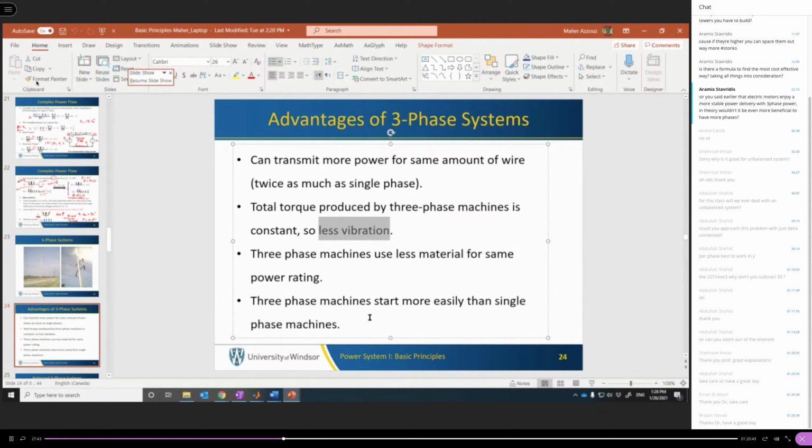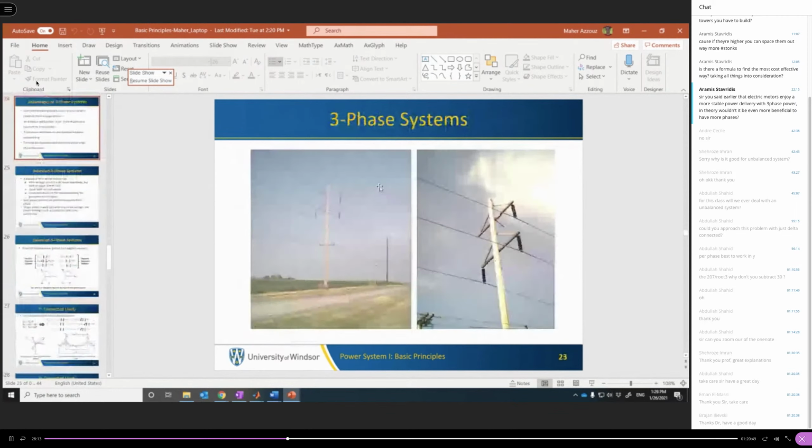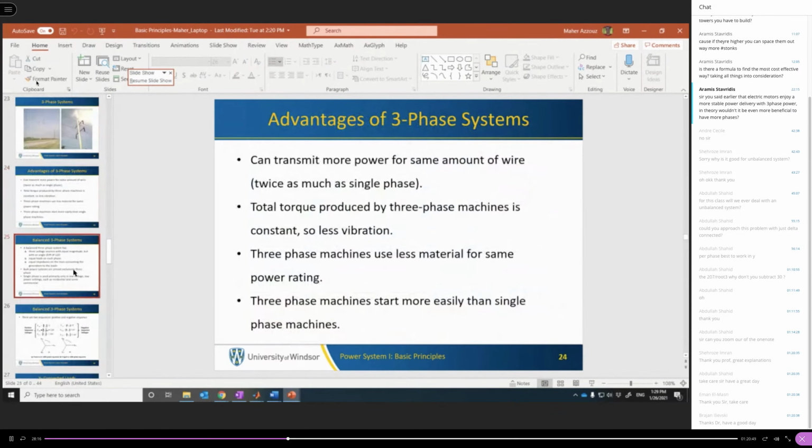machines, we can generate a rotating magnetic field inside the air gap of the machine. We don't need an auxiliary coil to generate this rotating magnetic field, which happens in single-phase systems or single-phase machines. We don't need any auxiliary coils or windings to help the machine start. Okay. So these are the main benefits of 3-phase systems.